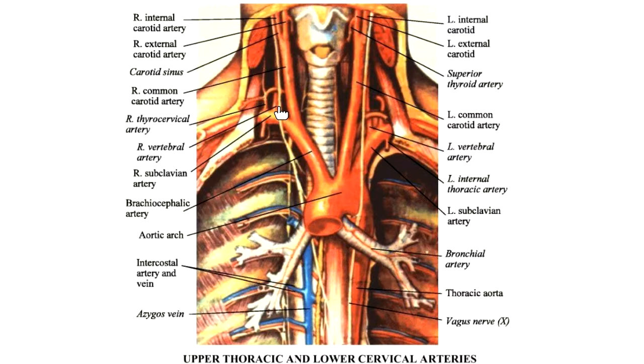So again, these go up through the transverse foramen of the cervical vertebrae, and then these enter into the skull, and they help supply blood to the brain. So along with these internal carotids, there's 2 internal carotids and there's 2 vertebrals to make sure that we have enough blood heading to the brain.